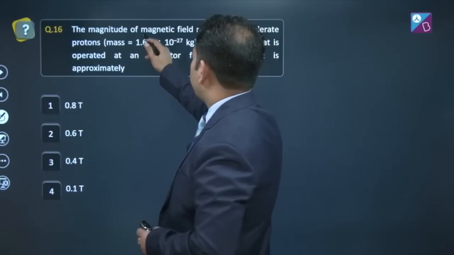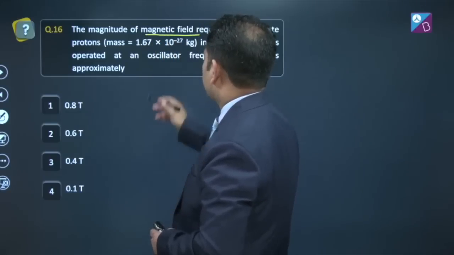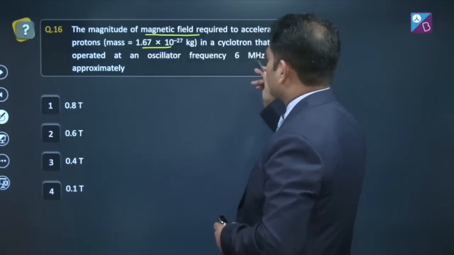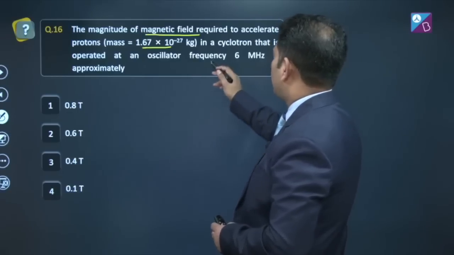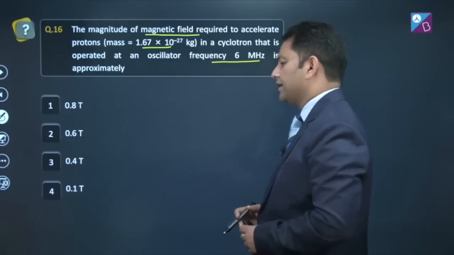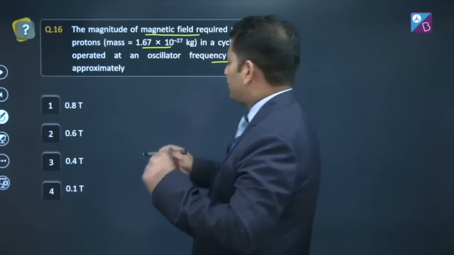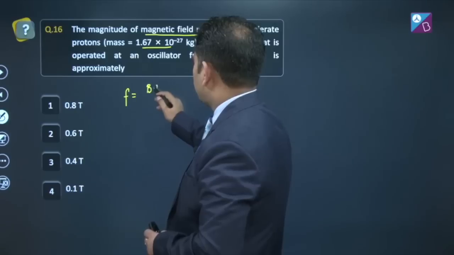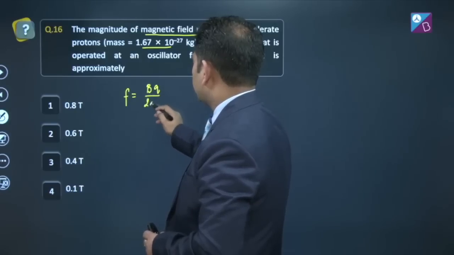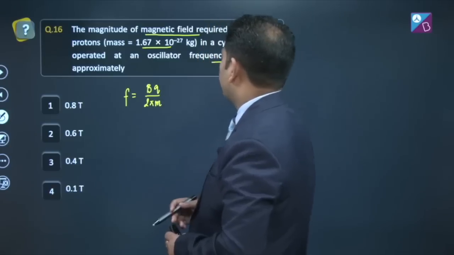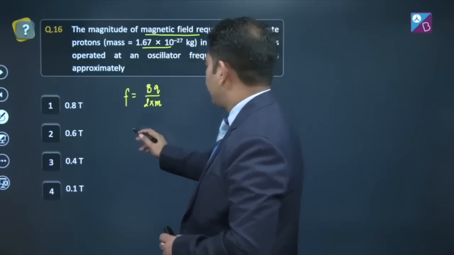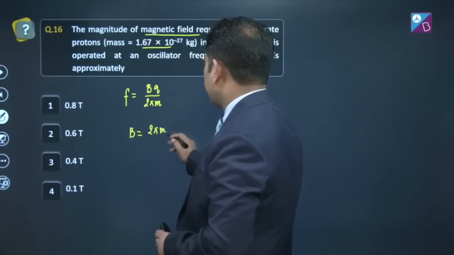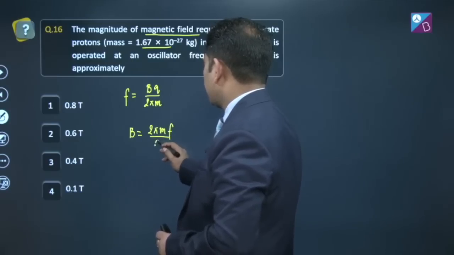हमें मैग्नेटिक फील्ड निकालनी है required to accelerate proton, the mass is given, in a cyclotron that is operated at an oscillator frequency of 6 megahertz. Straightforward formula based question है. F equals to BQ divided by 2 pi m, जिसको हम कहते हैं cyclotron frequency. I had to calculate the magnetic field, so B is equals to 2 pi m F divided by Q.